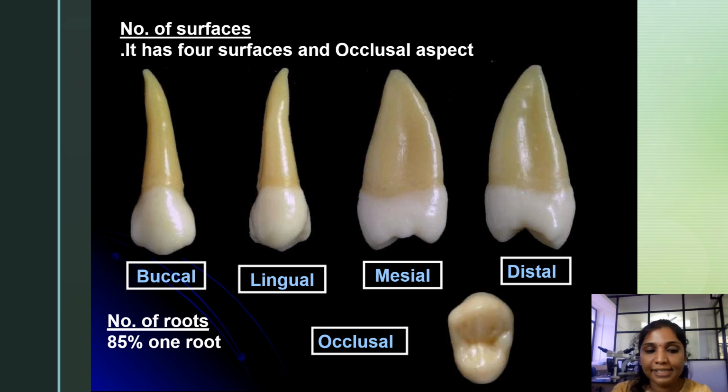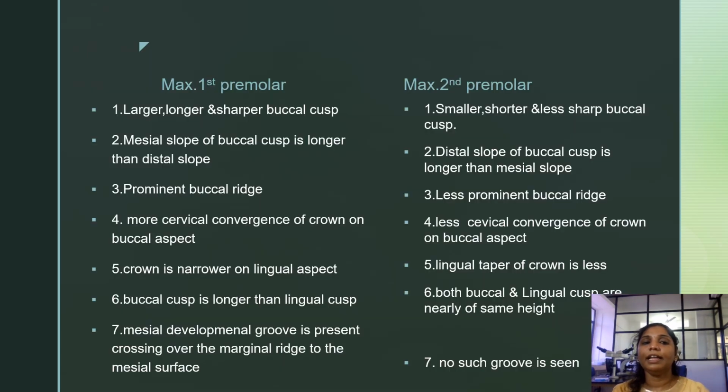About the surfaces, just like the maxillary first premolar, it has four surfaces, that is buccal, lingual, mesial, distal, and one occlusal aspect. And 85% of maxillary second premolars have one root. Here we study this particular tooth by seeing differences from the maxillary first premolar.